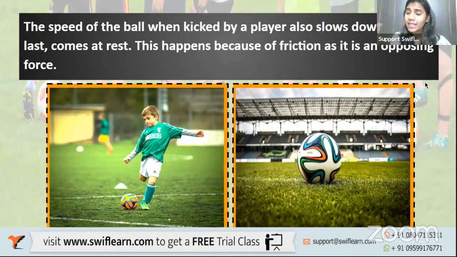Unless there is a force applied on the ball, it will not come to rest, right? No object will change its state of motion or rest unless an external force is acting on it. So if the ball is coming to rest, that means some kind of force is acting on it, and this force is called frictional force. Frictional force always works in the opposite direction of the applied force.